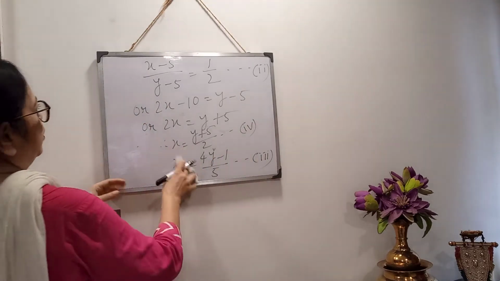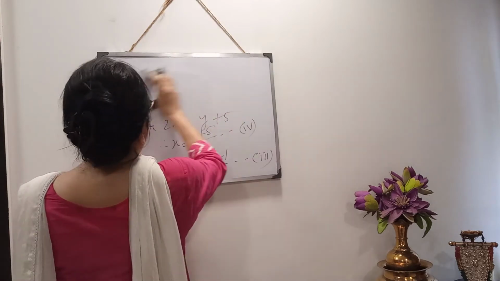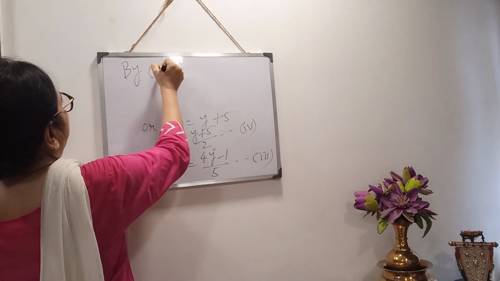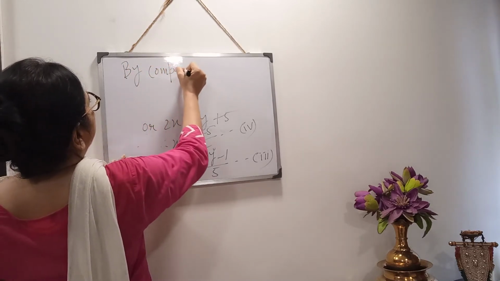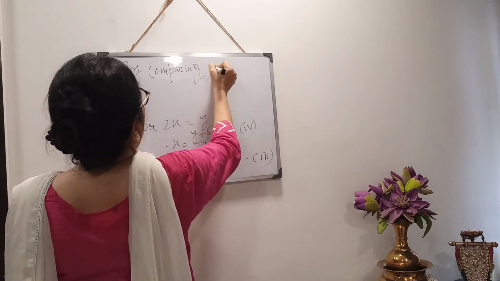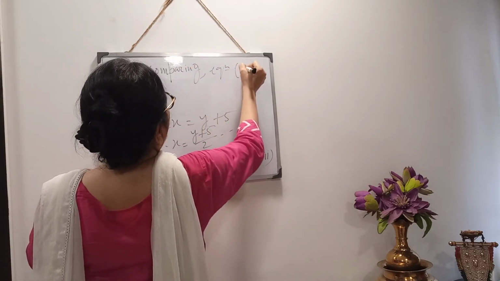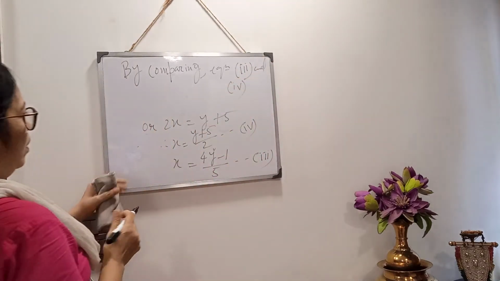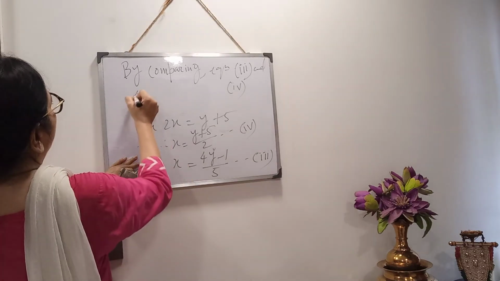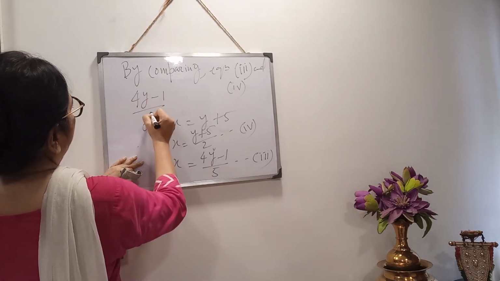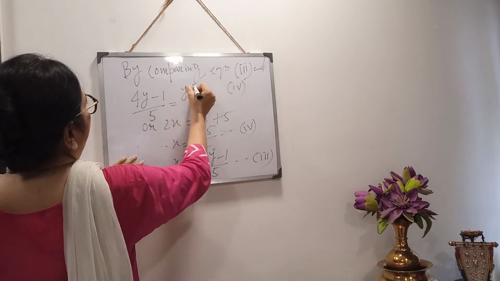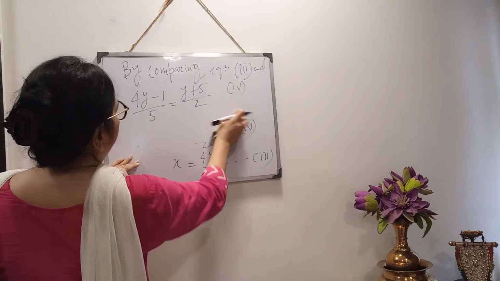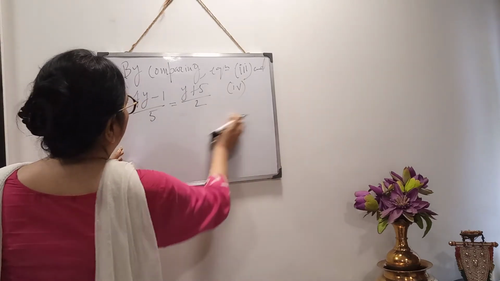Now we will compare these two equations. In all the sums you have to write by comparing equation 3 and 4. So what you can write now? (4y minus 1) by 5 equals (y plus 5) by 2. Clear? Then we will solve for y.